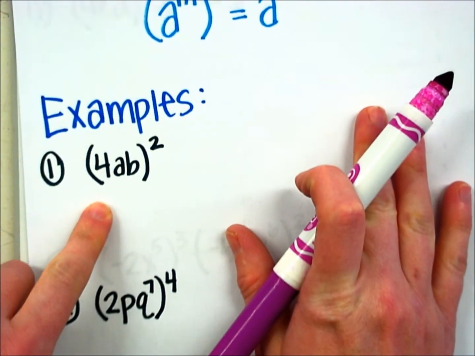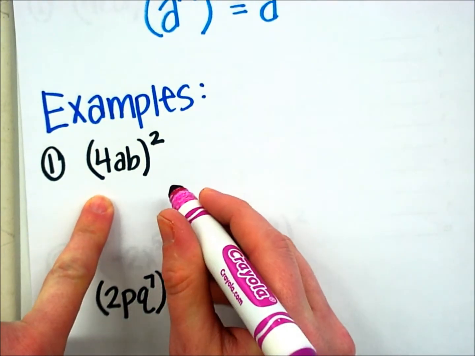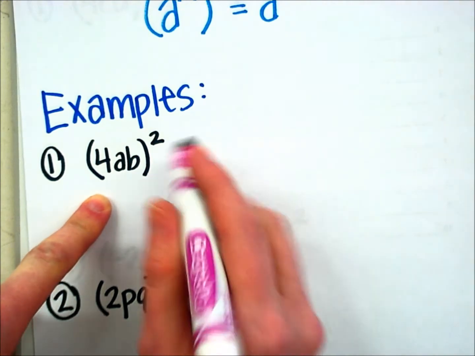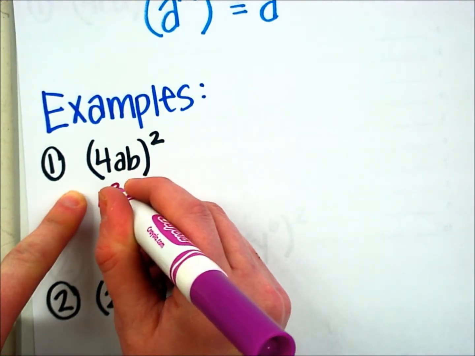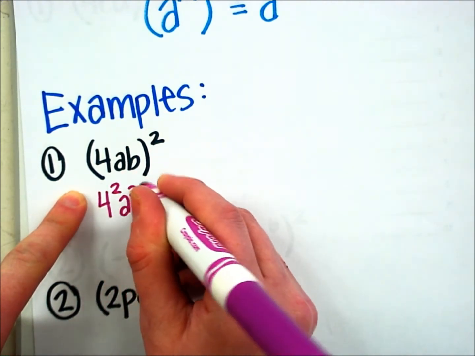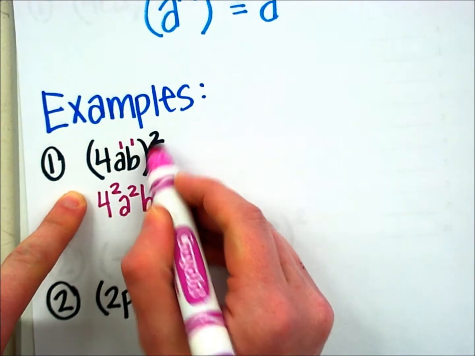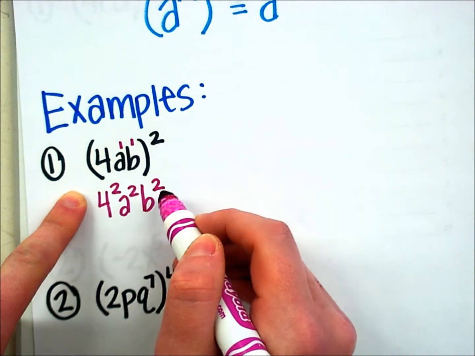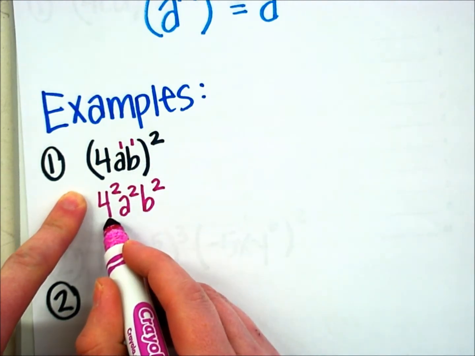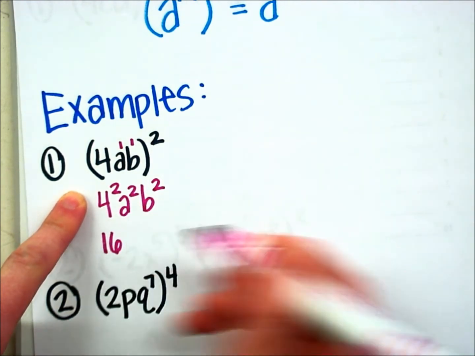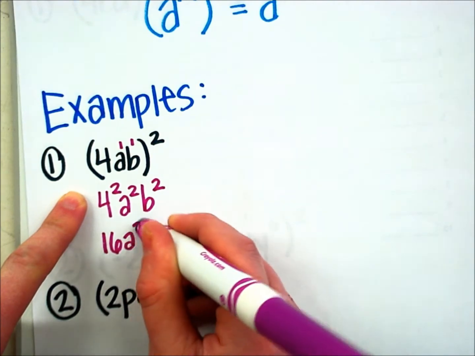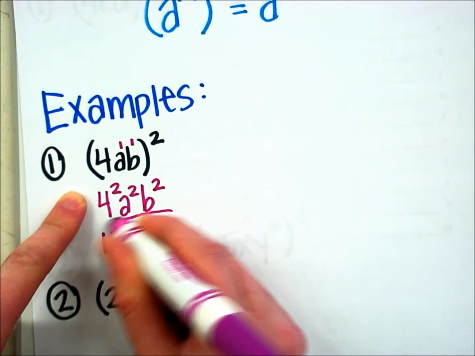So in the first example, I have the quantity 4ab all squared. So that's going to tell me 4 squared, a squared, b squared. 1 times 2 is 2, 1 times 2 is 2. Now we can clean this one up because we know that 4 squared is 16. So it's 16a squared, b squared, final answer.